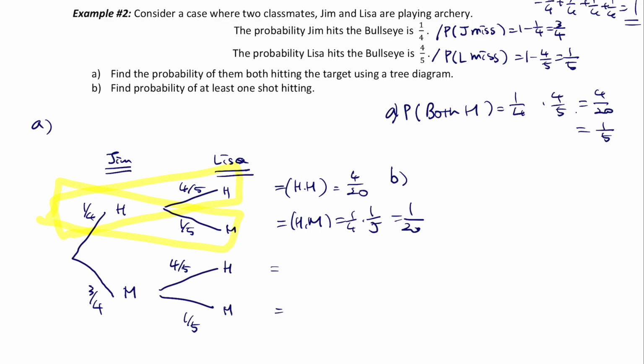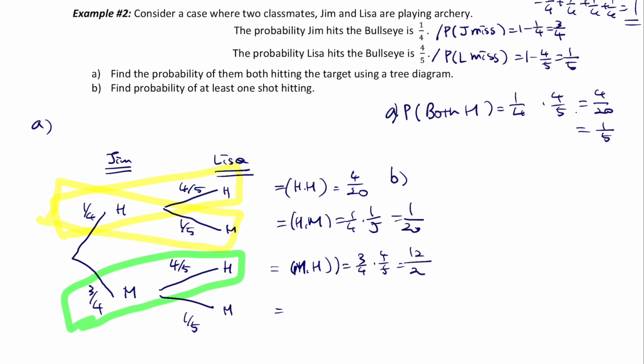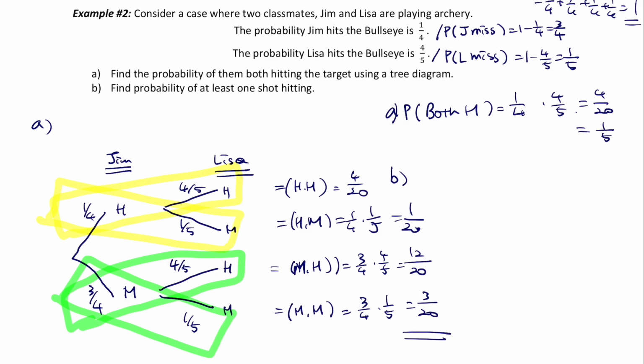And the case where Jim misses the target and Lisa hits the target is the same as 3/4 times 4/5, so it's 12/20. And the case where Jim misses the target and Lisa misses the target is the same as 3 over 4 times 1 over 5, so it's 3 over 20. So actually all of this adds up to 1, so we can say that this tree diagram works, right? So this is 20 over 20, so this tree diagram works.